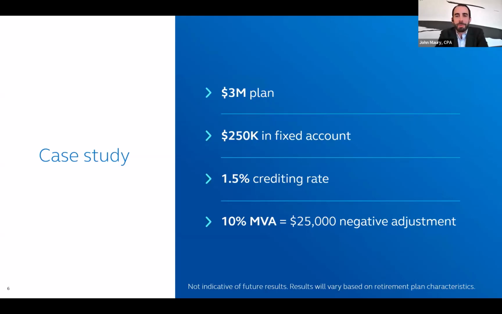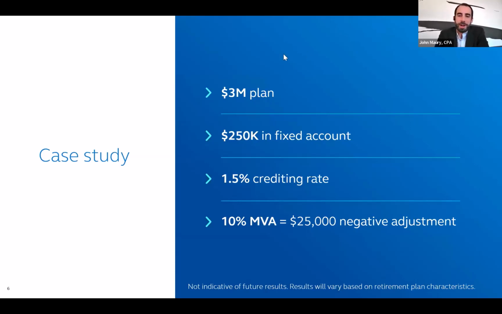You start the implementation process. Phone calls are scheduled. A liquidation notice is sent to the existing provider, the existing platform, and everything's going along great. And then a few weeks later, an email shows up in everyone's inbox about this market value adjustment. And now all of a sudden we have an issue on our hands. In this scenario, we're going to say there's a 10% market value adjustment, which means a $25,000 negative adjustment on those assets in the fixed account. So instead of 250,000 moving over, it would only be 225,000 moving over to the new provider.